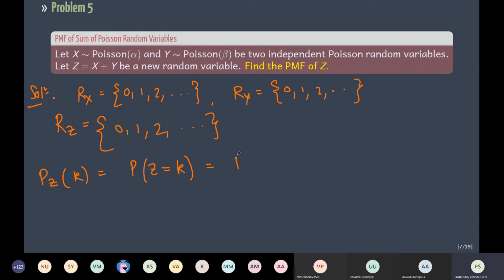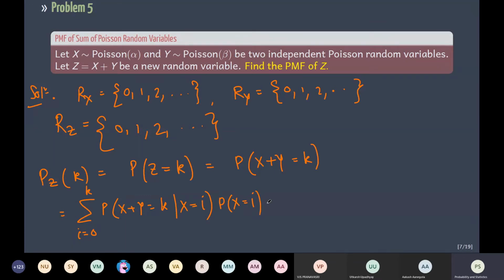Right. Now what we can do is invoke the law of total probability. And what does the law of total probability say? The sum over I equals 0 to K of the probability that X plus Y is equal to K, given that X is equal to I, times the probability that X is equal to I. So we expanded this using the law of total probability.